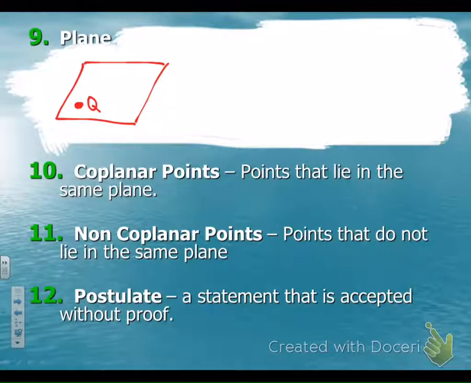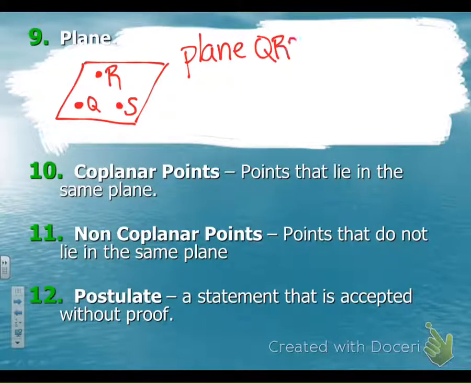So here's point Q. Here's point R. Down here I'll put point S. So any 3 points really. When we name a plane, we can just call it plane QRS. Name it by 3 non-collinear points. And you could put those in any order you would like.